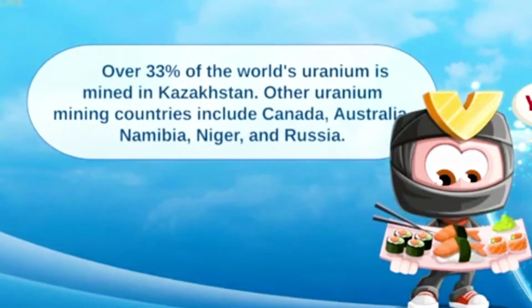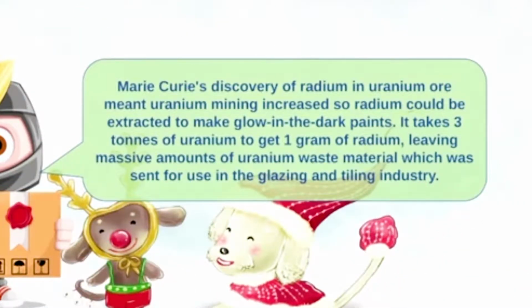Uranium is not only dangerous because of its radioactivity, but also because it is chemically poisonous to humans. The element plutonium is made from uranium through a nuclear process. Uranium is naturally formed in the universe during the supernova of a star.